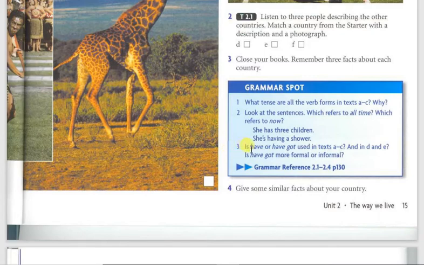Number 3 is have or have got, used in texts A to C. Do we have these two expressions used, these two kinds of verbs used in text in A to C? Go and look at them, go back to them. And in D and E, is have got more formal or informal? Of course, this is an answer that answers itself: have got we mostly use in informal situations, while have we use in formal situations. This is an answer for you. So you go back to the text, girls, listening and reading, and see whether these verbs are used, have and have got, where they are used, and when they are used. So this is going to be on you too.